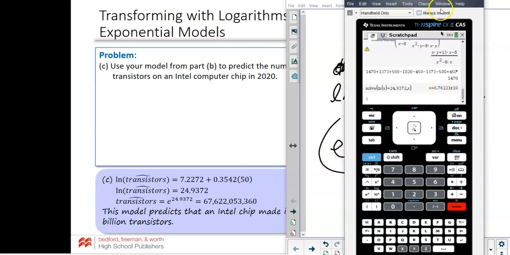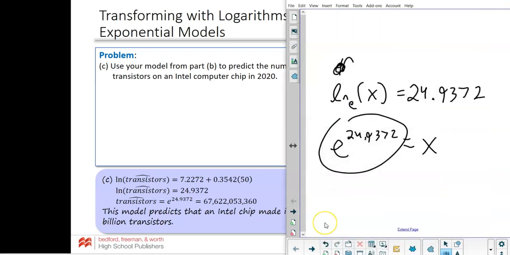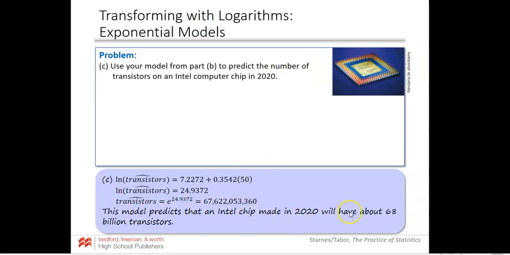I think we would probably accept it in scientific notation or in the actual number there. I would think we might accept both. So this would be times 10 to the, I think it was 10th power, if I remember right from the calculator. So either answer. This model predicts an Intel chip made in 2020 will have about 68 billion transistors.